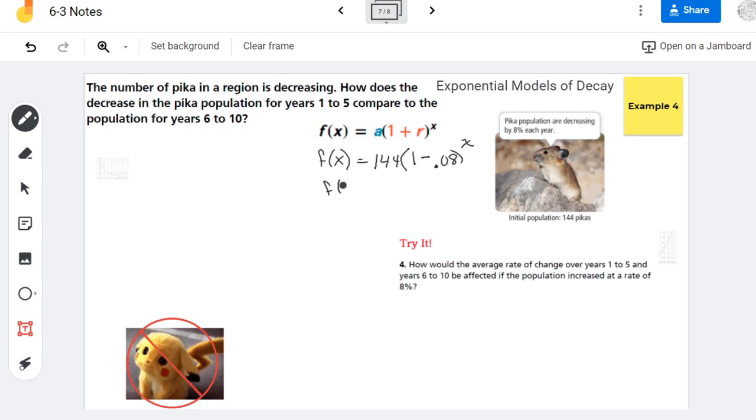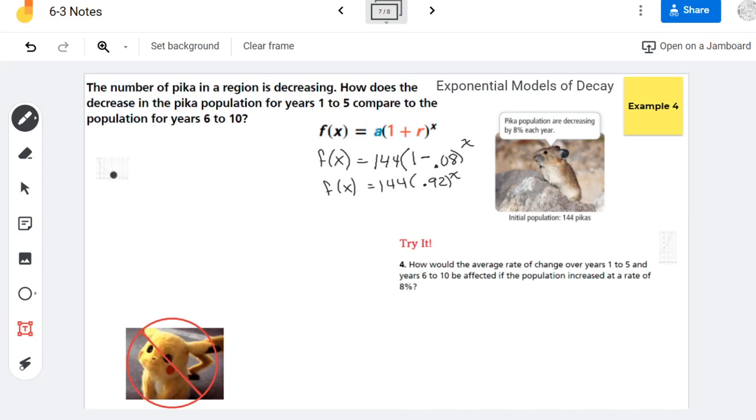Alright, now if I clean up that formula just a little bit, 1 minus 0.08 is 0.92. So there we have it. So that is our formula, which I actually graphed, but I want to show you their calculations as well before I talk about that graph.